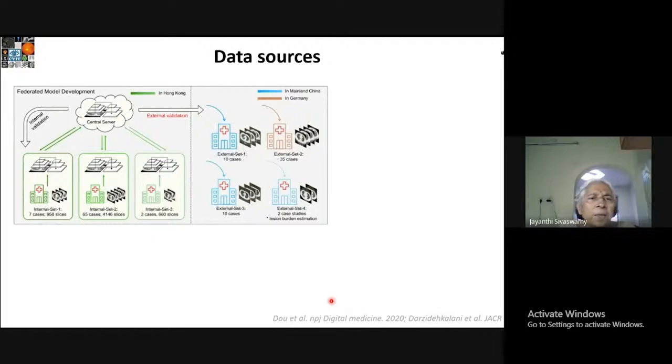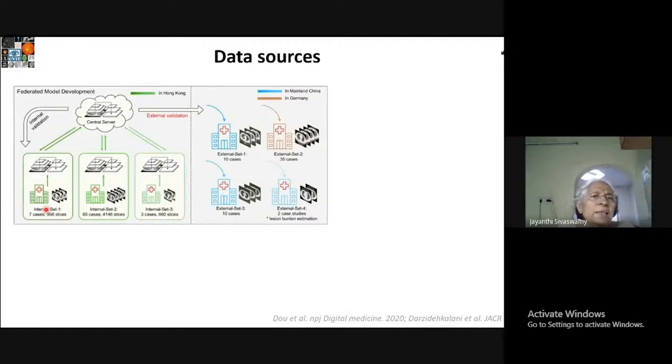How did they develop? They worked with 3 different hospitals. The data went from each hospital, trained the model, and the weights came back, and so on and so forth. Each site had, here 7 cases, here 65 cases. So each hospital will share what they want. Here only 7 were shared, here 65 and 3 and so on.